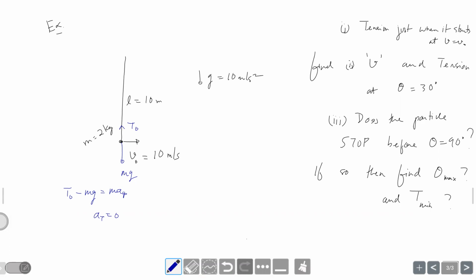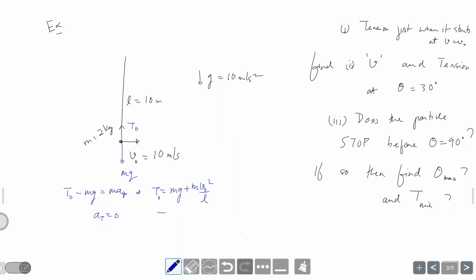Okay. So this equation will tell me that tension T0 at this point is equal to mg plus mv0 square by L. When you do the calculation, how much is coming out to? V0 square by L is also coming out to be 10, no? 100 divided by 10. So g is also 10, so it's coming out double.